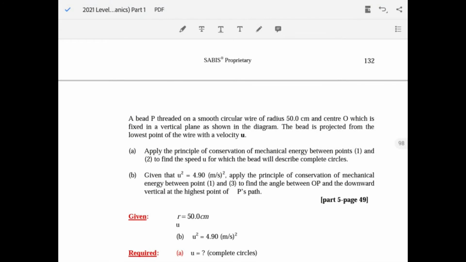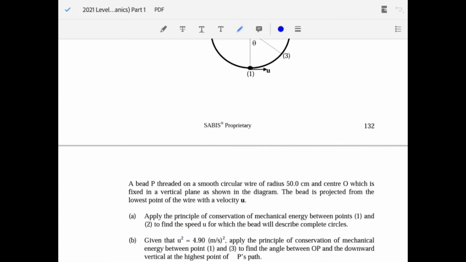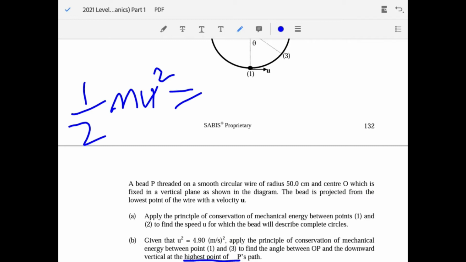Given that U squared, apply the principle to find the angle between OP and the downward vertical. So half MV squared is equal to, or half MU squared, by conservation of energy, at the highest point of P's path. The highest point is where velocity is 0, because it's the highest, it can no longer go up. So there's no velocity, so all of it goes towards potential, to go up. So potential is mgh.